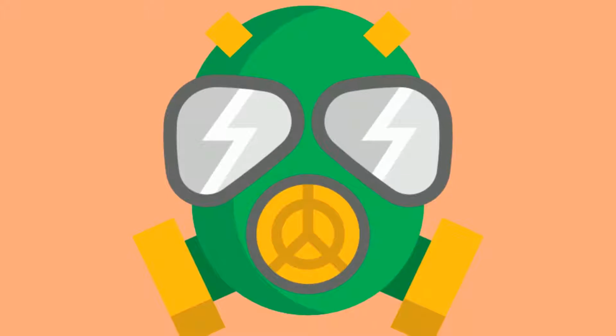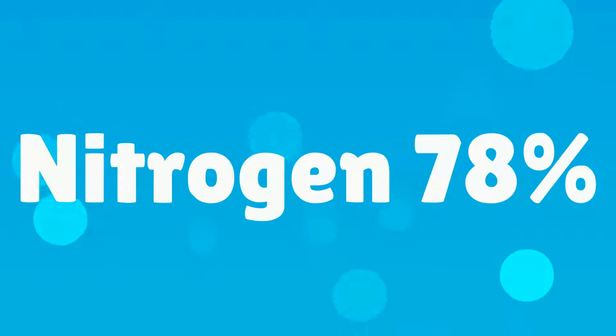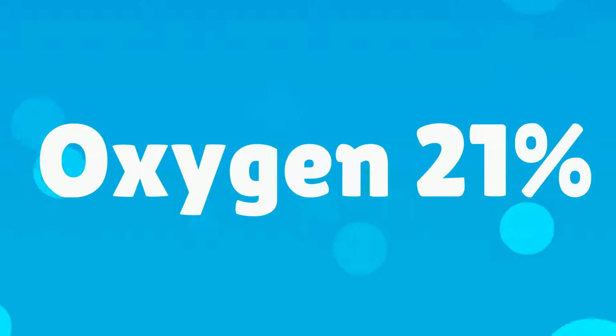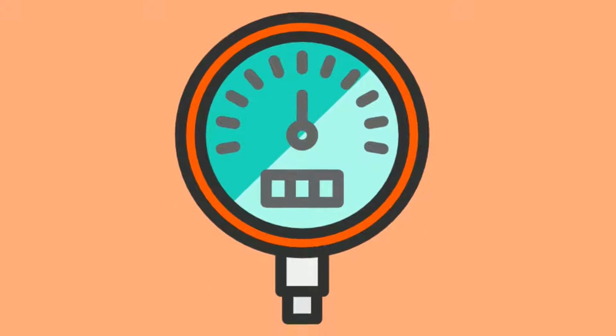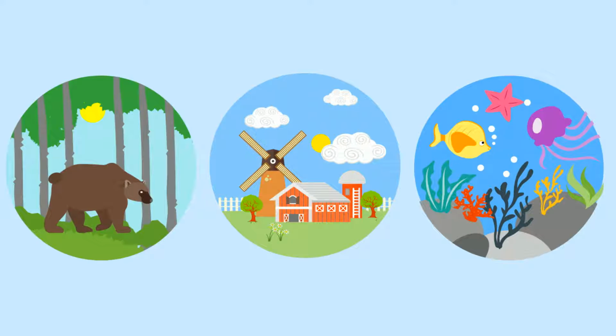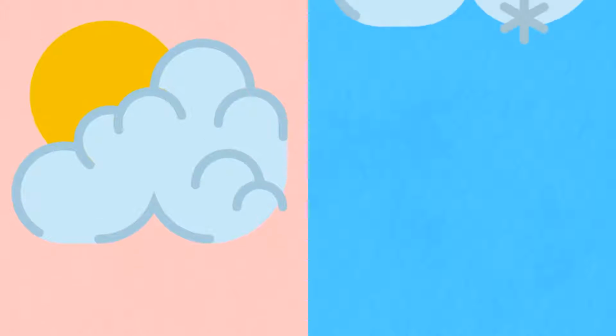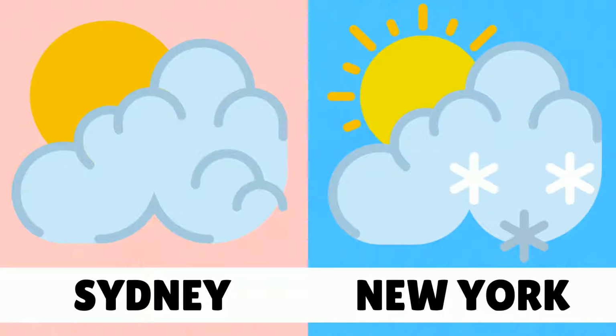In our atmosphere, there are a number of gases, mainly nitrogen, which constitutes 78%, oxygen, which forms 21%, and smaller amounts of carbon dioxide. The atmosphere is incredibly important to all weather cycles and life on the planet. The weather in Sydney is different from that in New York. But why?